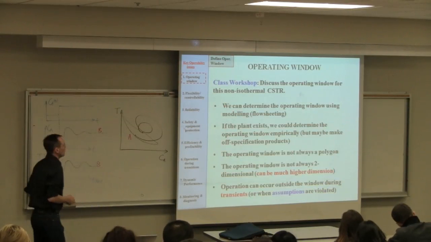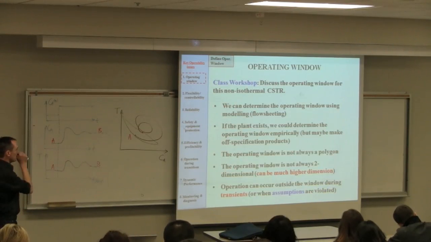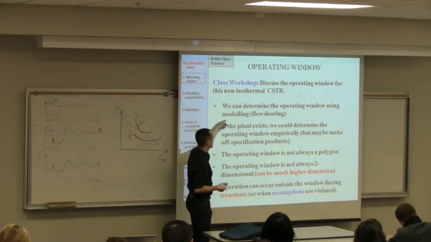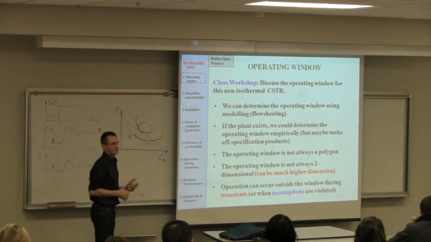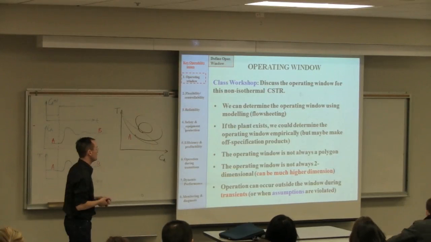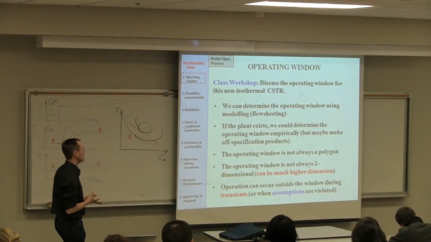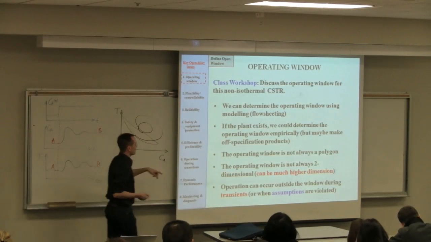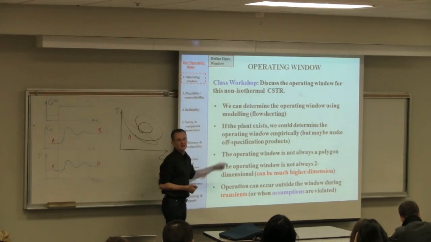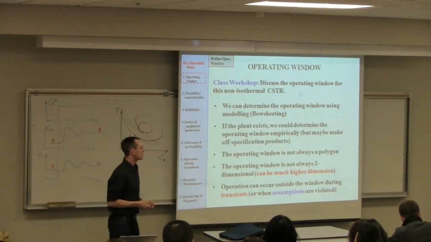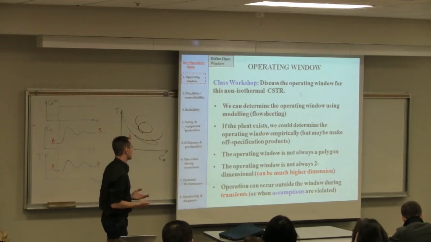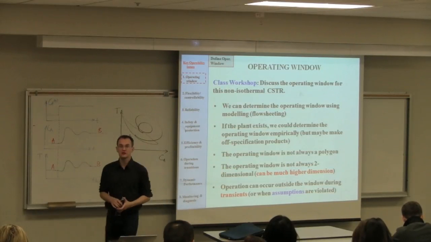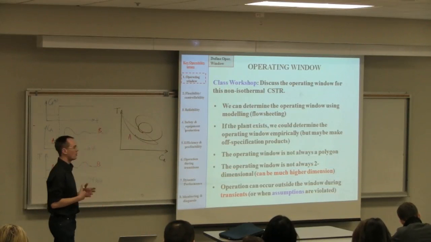So we will define these operating windows, or we'll find them, I should say, using flowsheeting software or simulation software. We could do this empirically on an existing plant by plotting a variety of steady state operating points against each other. But that can be quite hard because we can almost never obtain steady state operation in an actual process. The other thing is, as I just said, our operating window is almost never two-dimensional. It's a multi-dimensional shape, but we will look essentially at the corner points.